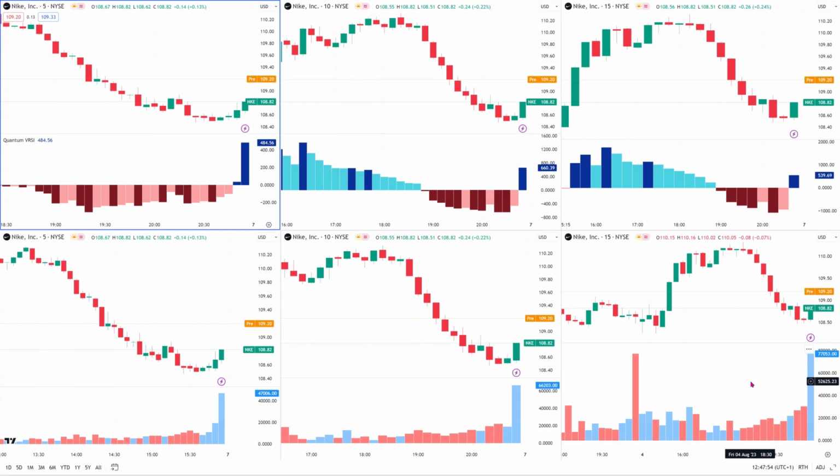Well, hello and welcome to another in the series where we're looking at the quantum trading indicators in more detail. And in this one in particular, we're looking at the quantum VRSI indicator, which is the volume relative strength indicator.